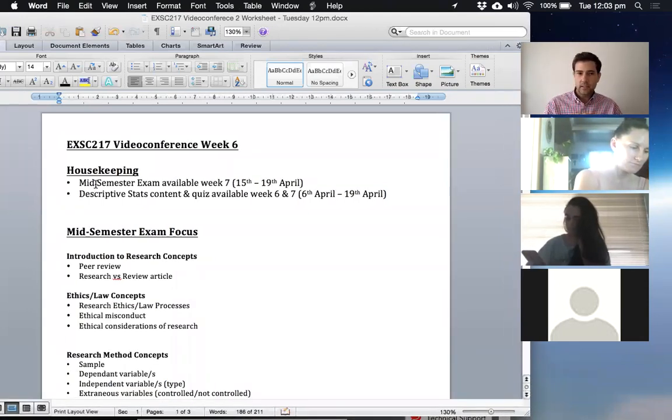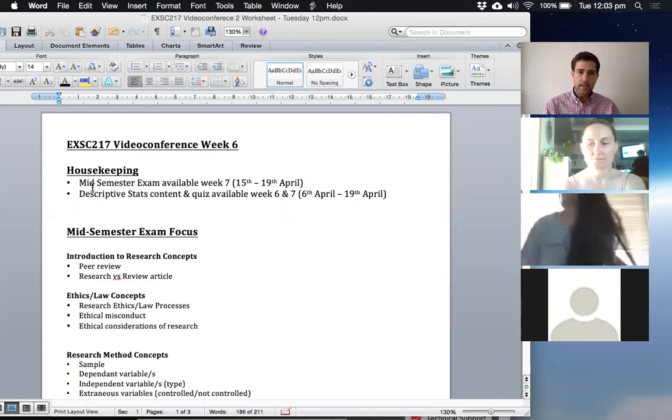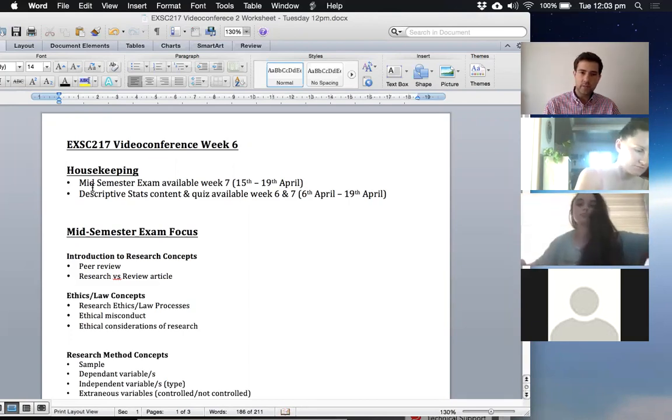Okay, so you can see at the top of the sheet I've outlined some housekeeping points. We've talked about the mid-semester exam quite heavily last week. You've got a lot of information about it online, but it is the next assessment coming up. I'm sure people have more questions, which I'd love to answer today. What I can tell you is that it will go live on the 15th of April, so Wednesday next week.